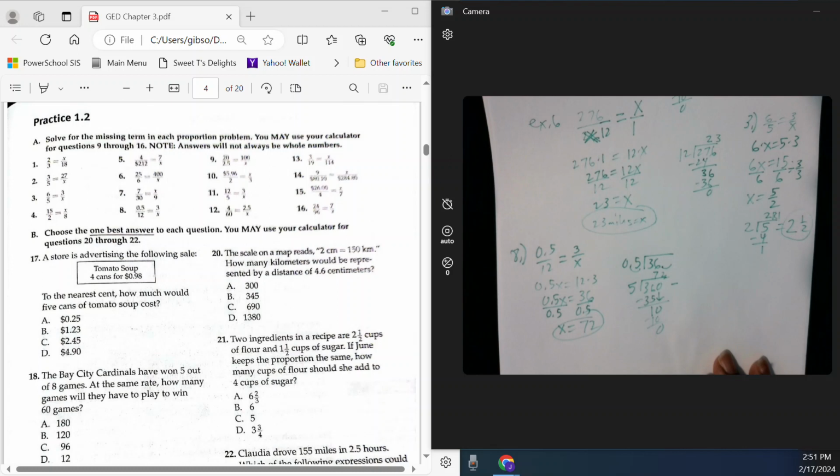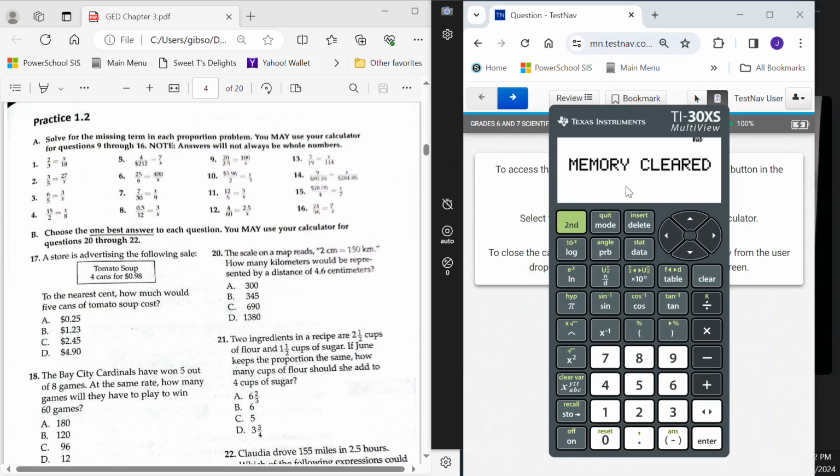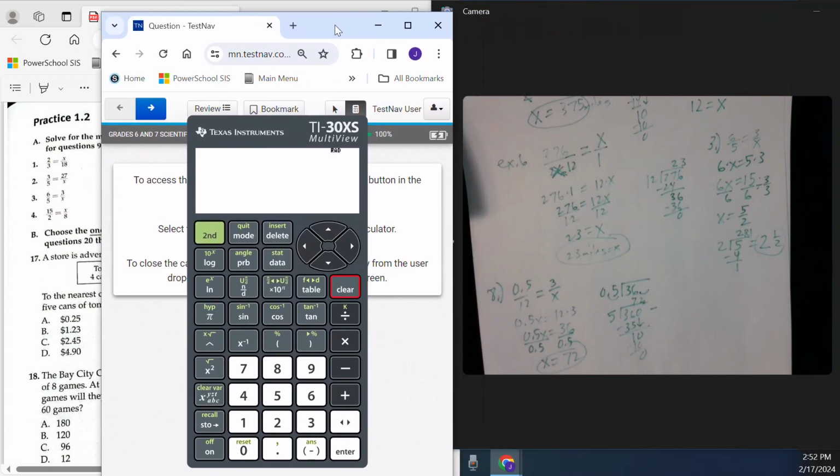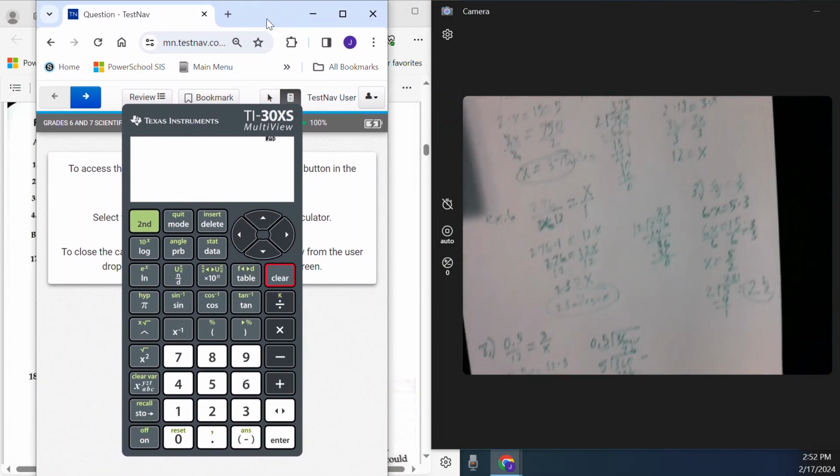All right. So now we're told that we can use a calculator for 9 through 16. So let me pull up my calculator. Okay, I have my calculator pulled up. Okay, so now I'm going to show you a little pattern here with these basic proportions that we've been doing. Let's look back at problem number 1. Okay, when you look back at problem number 1, let me move this over here. I'm going to slide this down a little bit.